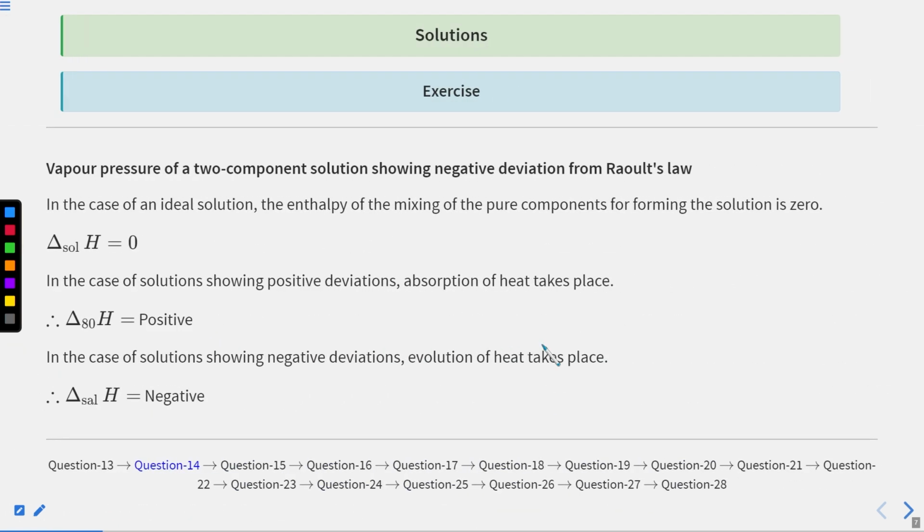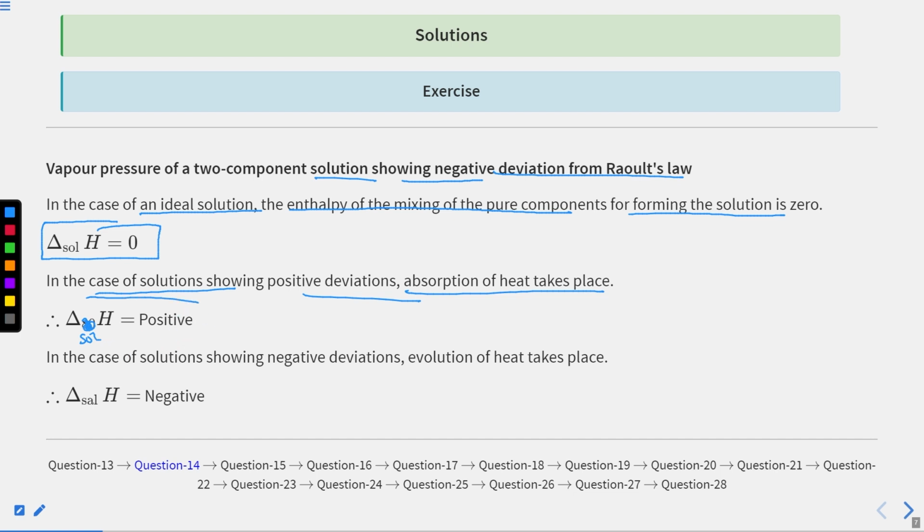Next is vapor pressure of two component solution. So for the next question, it says that the vapor pressure of a two component solution shows negative deviation from Raoult's law. In case of an ideal solution, the enthalpy of mixing of the pure components for forming the solution is 0. In case of a solution showing positive deviation, the absorption of heat takes place, which will result in delta H positive. So this is the case which is called positive deviation.